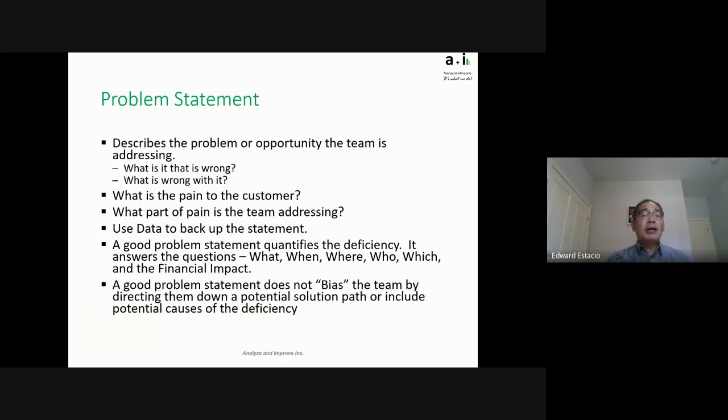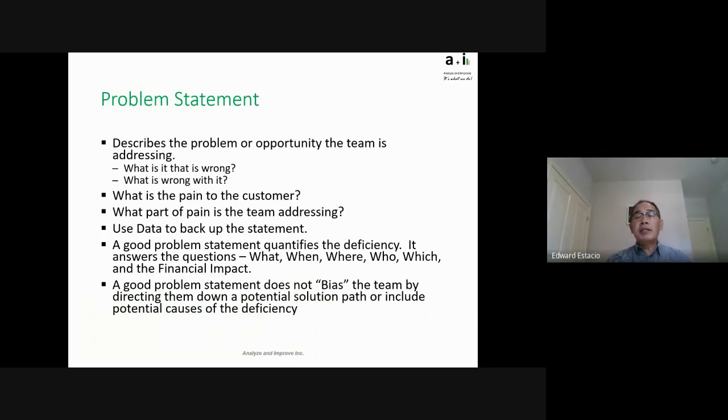Let's use data to back up that statement. If not, let's collect more. So a good statement should say what is going on, when did it happen, how long it has been going on, where it is happening, who is being affected by it, which department, and what is the financial impact. A good statement does not bias the team. If there's a potential solution and the statement says this is the solution, that's not a good statement, because we are biased towards that.